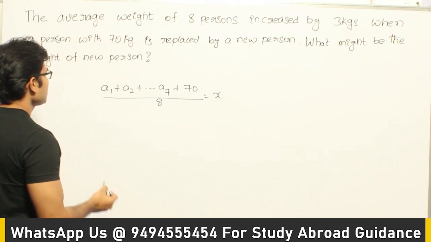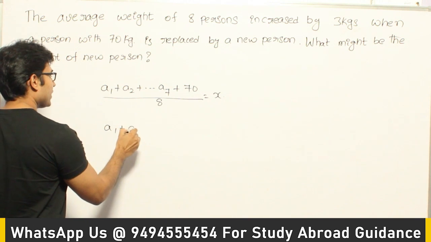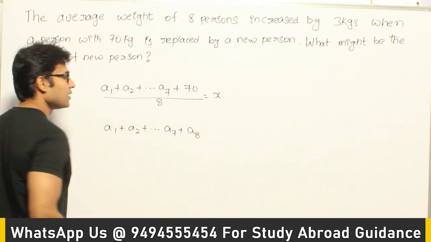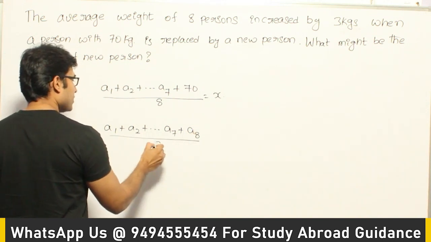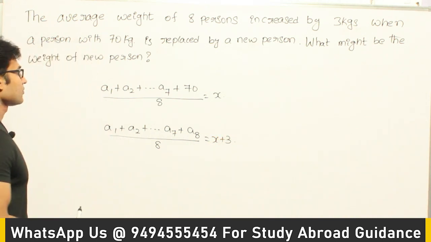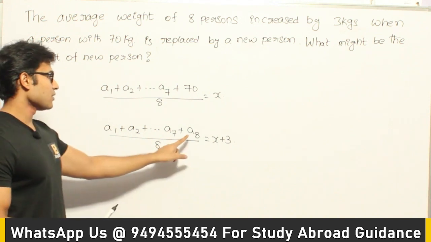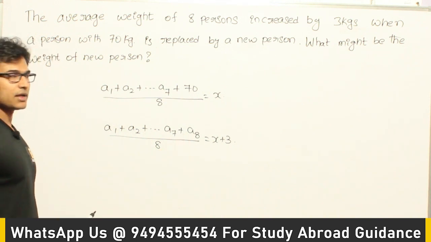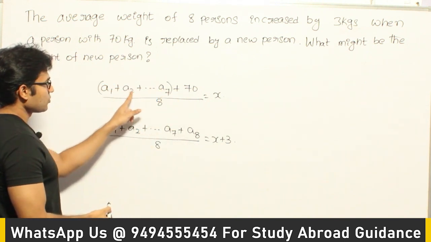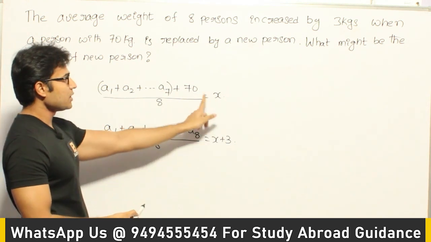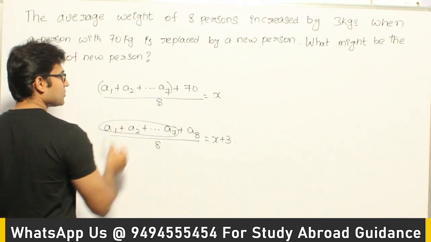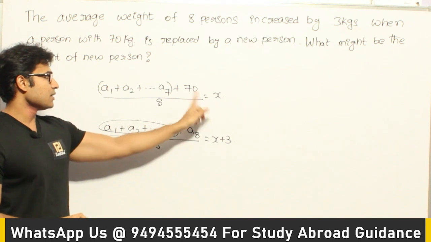Okay, and now the next thing is, they are saying that when I replace this person with 70 kgs with a new person, let us say his weight is A8, then the average is increased by 3 kgs. This is what is given. Now we are supposed to find out what this value of A8 is, right? So from this, if we observe it, the total sum of A1 plus A2 plus A3 plus so on up to A7 is equal to 8x minus 70, isn't it? 8x minus 70.